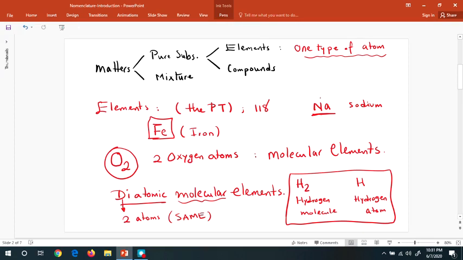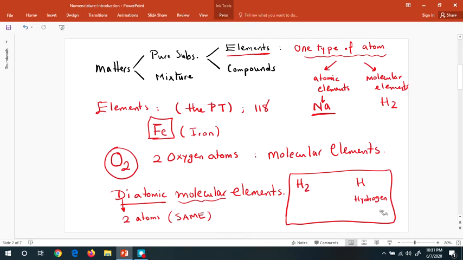Based on the definition, either a hydrogen atom or a hydrogen molecule has one type of atom. We call them elements. So elements in chemistry can be defined in two types: atomic elements and molecular elements. Atomic elements like sodium, we have only one atom, and molecular elements like H2, we have two hydrogen atoms. So as I said, in chemistry, you just need to know the molecular elements: hydrogen, nitrogen, oxygen, fluorine, chlorine, bromine, and iodine. They are the 7 diatomic molecular elements in chemistry.